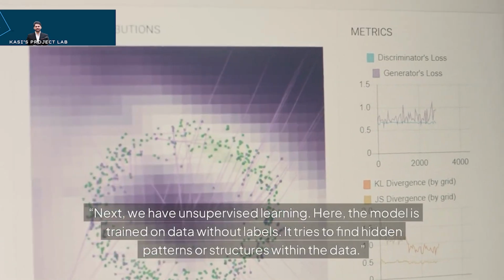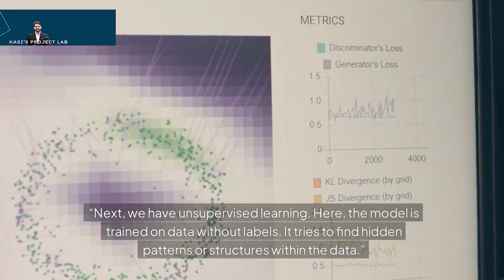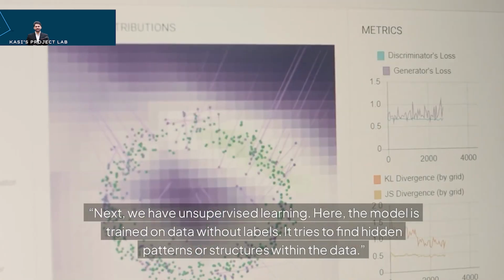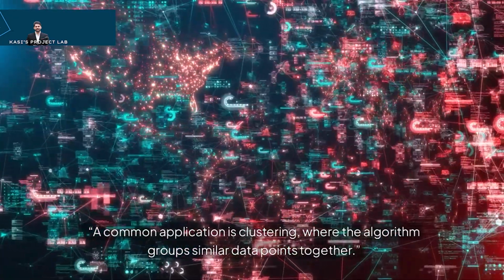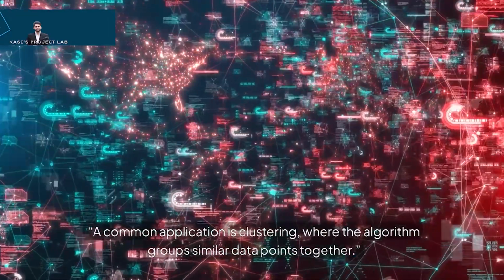Next, we have unsupervised learning. Here, the model is trained on data without labels. It tries to find hidden patterns or structures within the data. A common application is clustering, where the algorithm groups similar data points together.